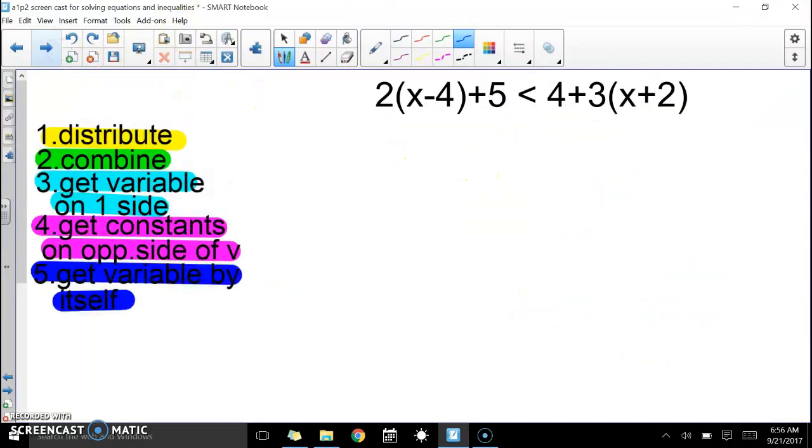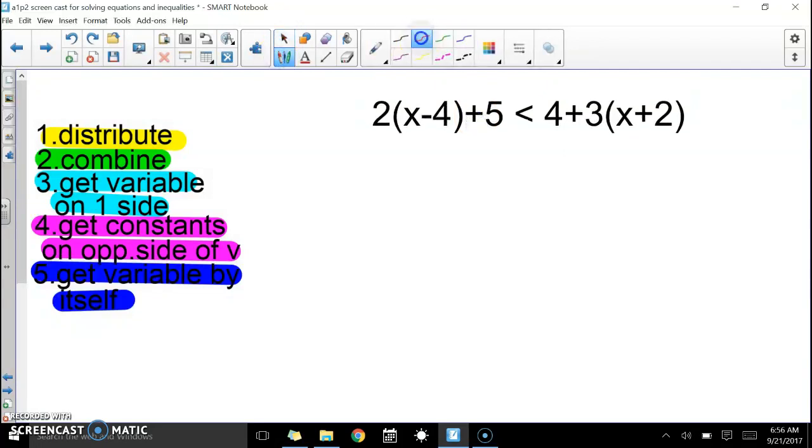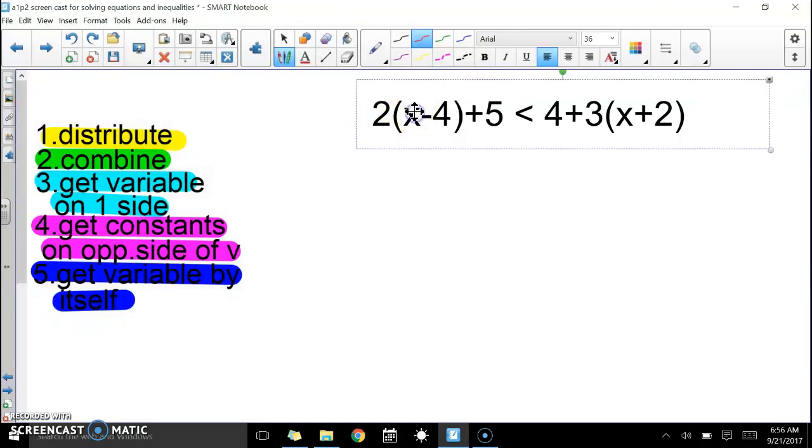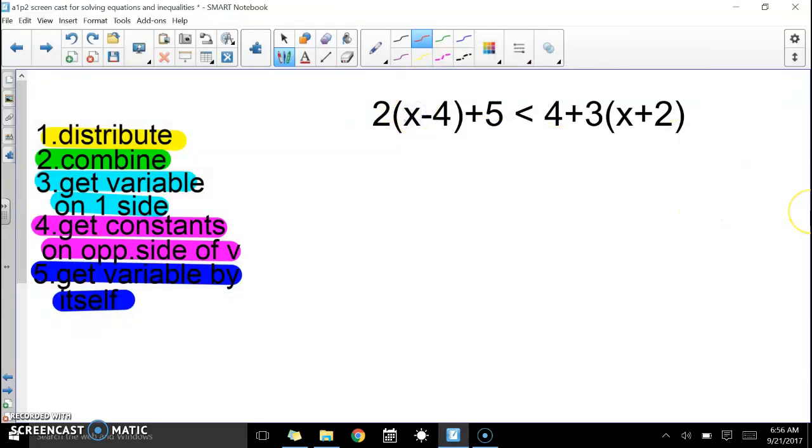All right, now let's look at this one. You have to go through the steps. These steps are like a checklist for you. If you can't do number 1, go to number 2. All right, so number 1 says to distribute, and I can do that because I have parentheses. When you see parentheses, that means you need to distribute, and that's when we multiply.